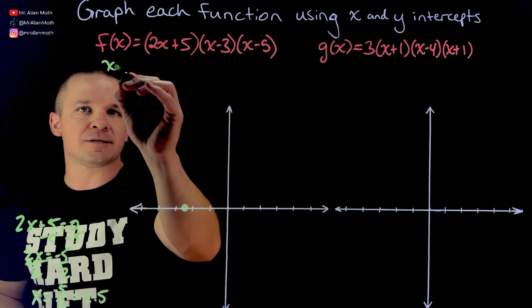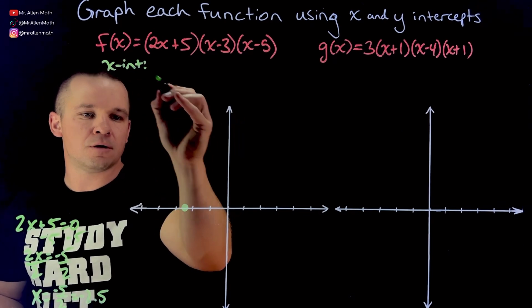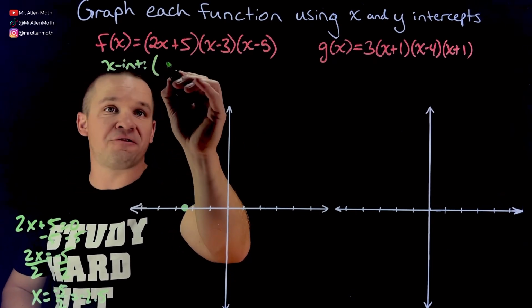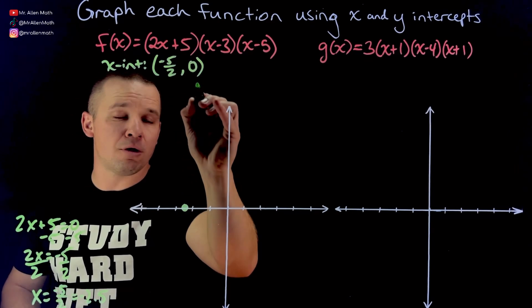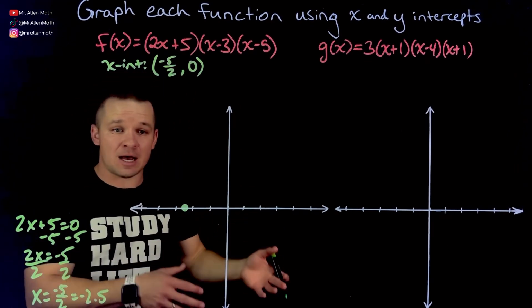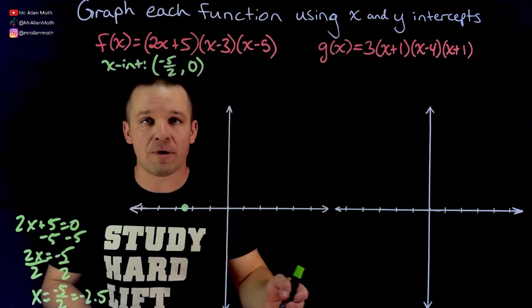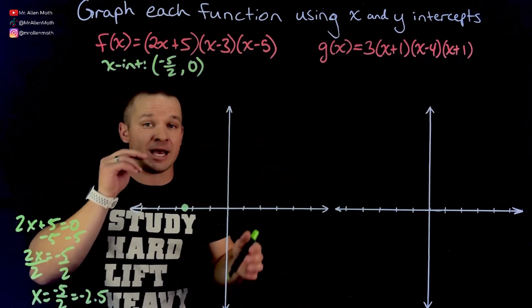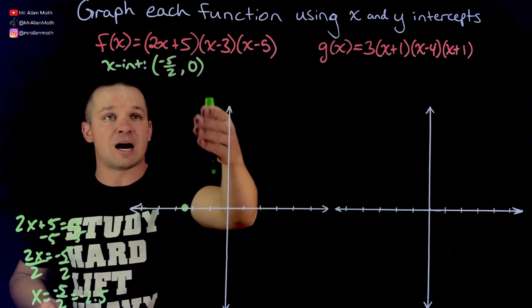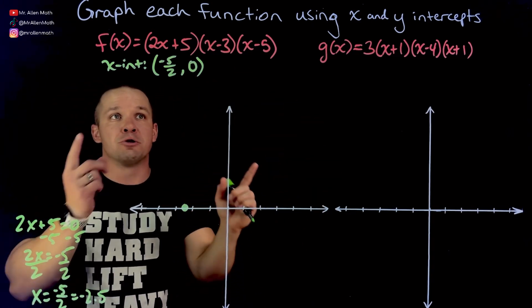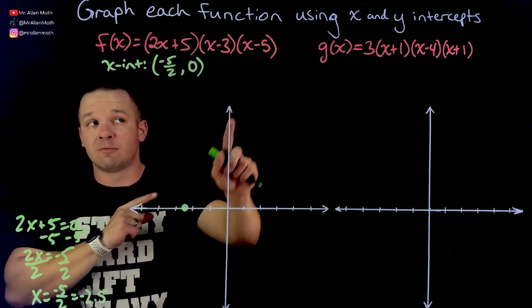So let's write down x-intercepts. It's going to be negative 5 over 2, comma 0. Make sure anytime you're writing an intercept that you have that comma 0. It's an ordered pair for x-intercepts and for y-intercepts, so you've got to have an ordered pair there. It's whatever the number is, comma 0 for x-intercepts, and it's 0 comma something for your y-intercept. More on that later, though.